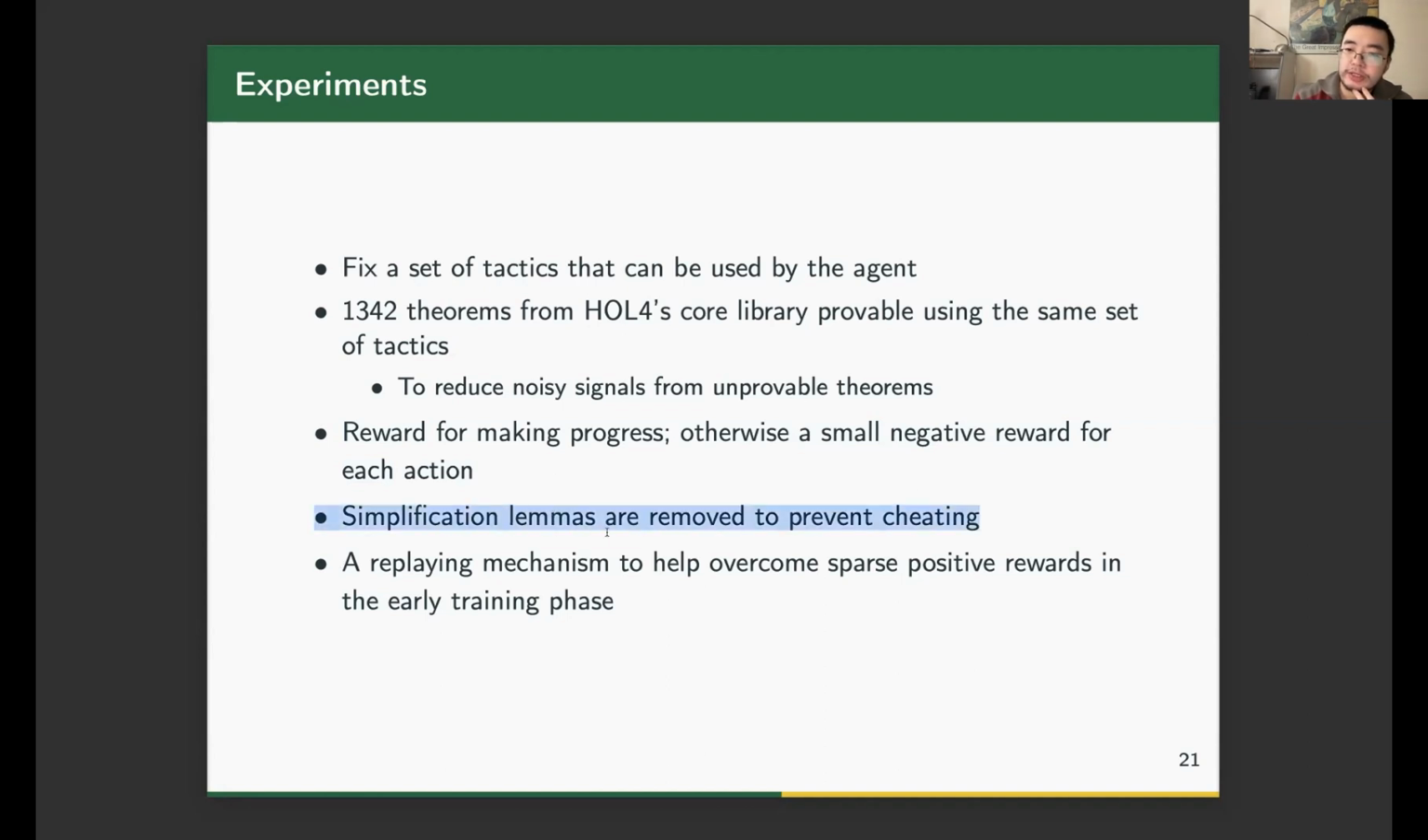This is a bit of detail that you're probably not interested in. It's related to interactive provers. We also have a replaying mechanism to help overcome sparse positive rewards in the early training phase, because the policy starts out random, so you're basically randomly exploring the steps that can make a proof work. This process is really difficult because sometimes you are able to find a proof and later you are never able to find it again. So we developed a replaying mechanism that helps the agent recall the previous success it had with the same proof.